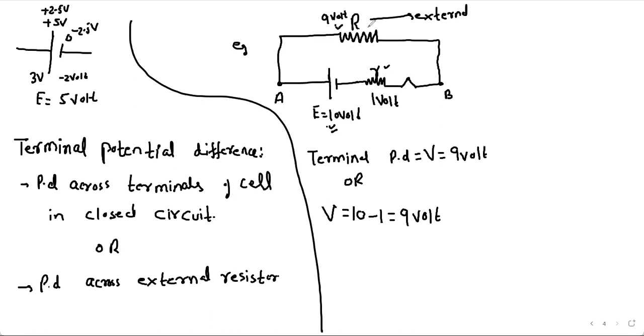Potential difference across the external resistor is the terminal potential difference, or you can say potential difference across the terminals of the cell. How do we calculate potential difference across the terminals of the cell? Potential difference across the terminals is EMF of the cell minus the potential difference across this internal resistance. This is how we calculate terminal potential difference.